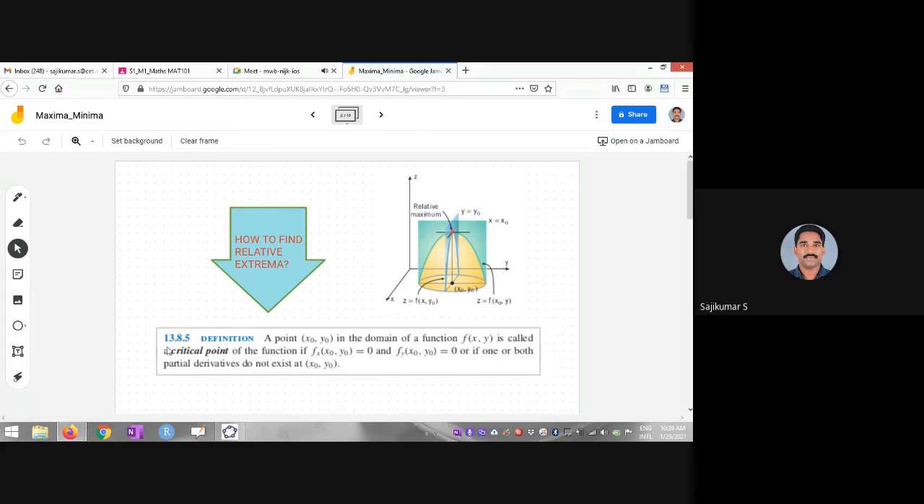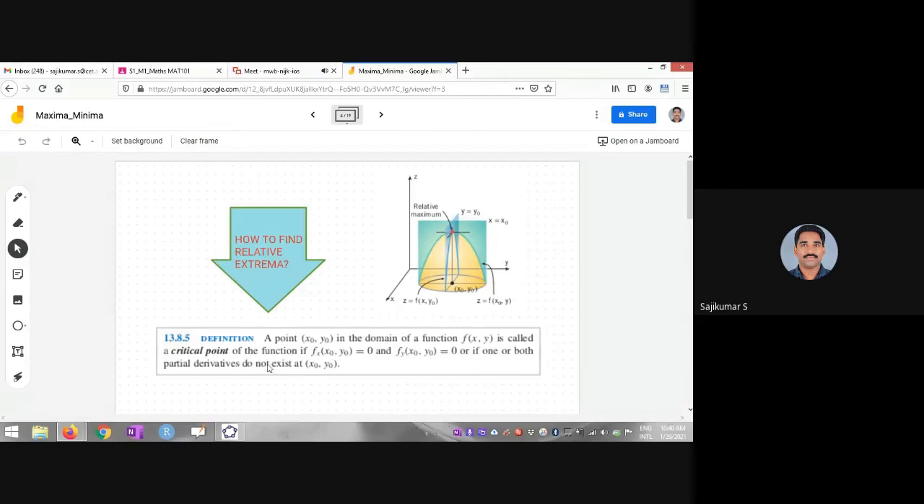The first derivative in the direction, that means the derivative in the x direction may not exist, or the derivative in the y direction may not exist, or both the derivatives may not exist at the point x0, y0. Then we have to consider that point also for checking whether there is some relative maxima or relative minima. Collectively, all these points are called critical points.